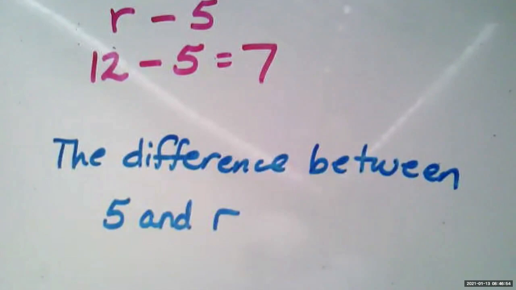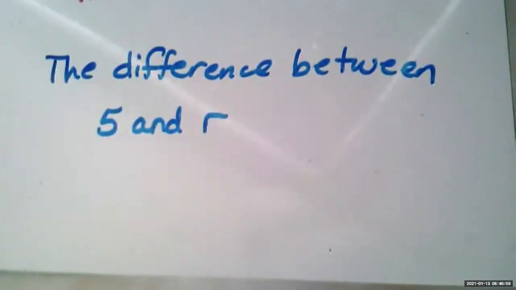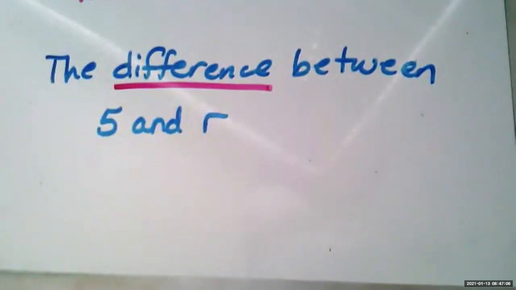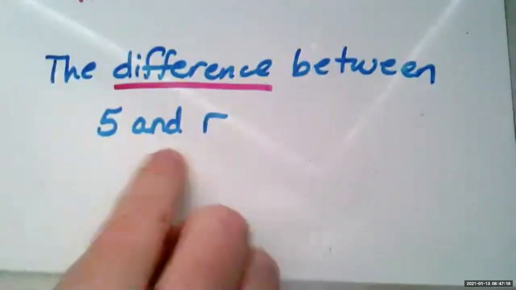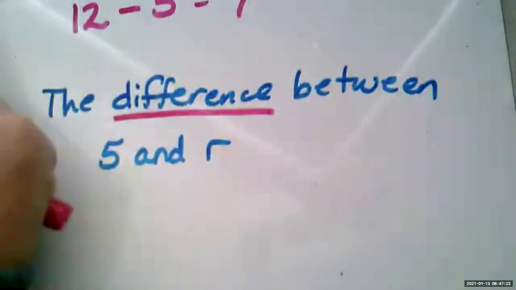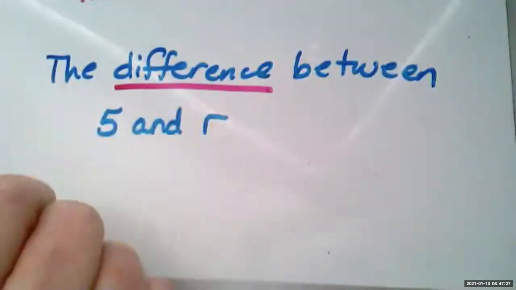Ooh, this is a different one. Now we're going to do it slightly different. The difference between 5 and R. Yes, difference does mean subtract also, but when you're talking about the difference of something, you're actually going to take the bigger number and put it first. So the difference, it might be 5 and R. In this case, R would have to be smaller than 5 because you would just subtract and say whatever the bigger number is minus the smaller number if you want the difference of something.